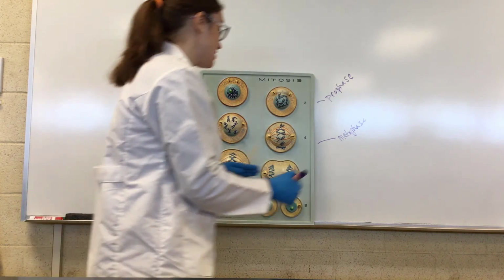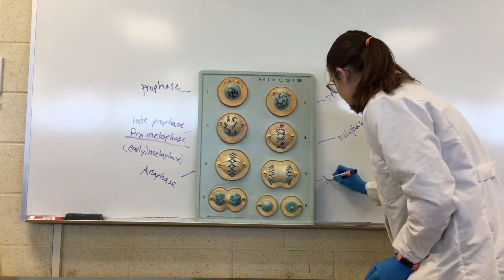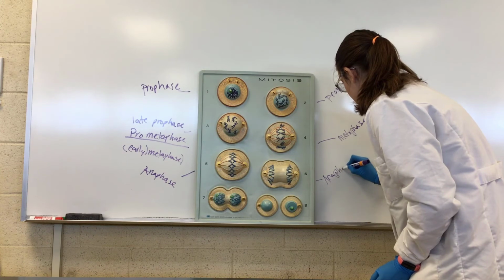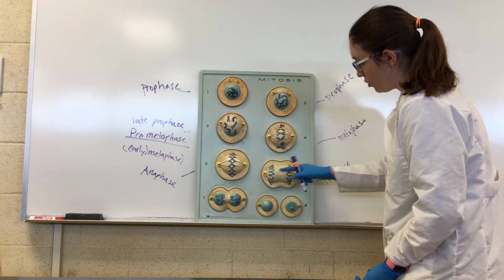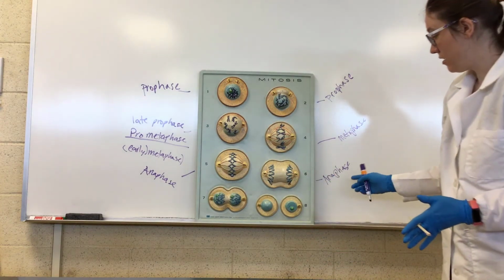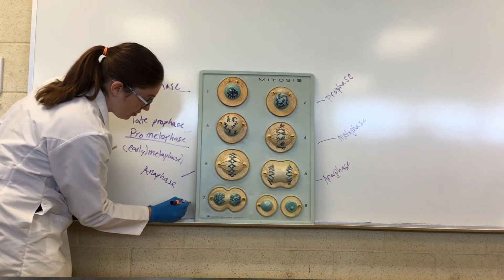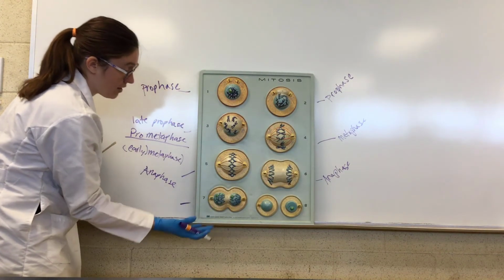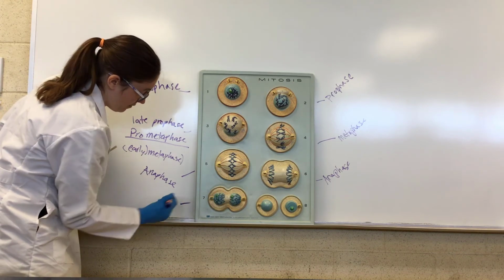And now we can see 6 over here. This is going to be a later anaphase because our sister chromatids are now being pulled to either side, but we have not reformed the nuclear envelope yet. When we get to 7, we notice that our nuclear envelope has been reformed, our mitotic spindle has broken down, and so this is going to be telophase.